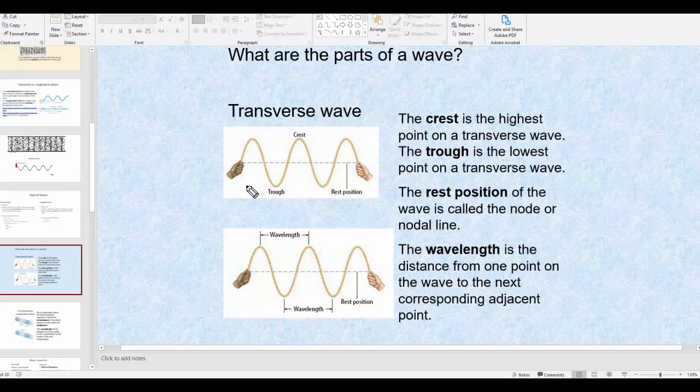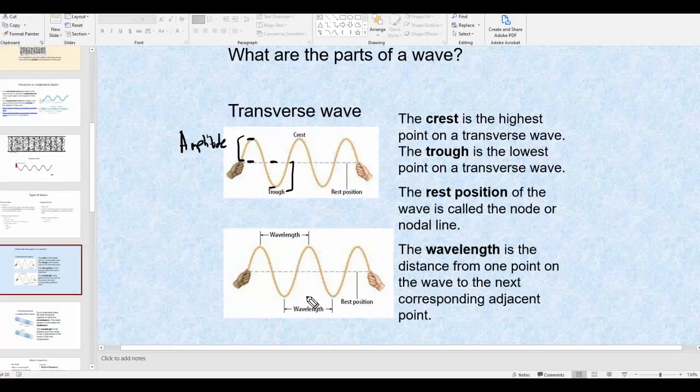There's what's called the amplitude, which I don't know why amplitude is not shown on here. The amplitude is always measured from the rest position to the crest, or you could also go from the rest position to the trough. So it's this little bit right here that is called the amplitude. I don't know why it's not in the notes right here, but that's the amplitude.